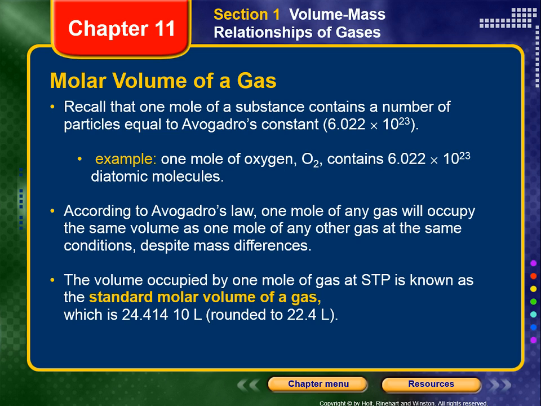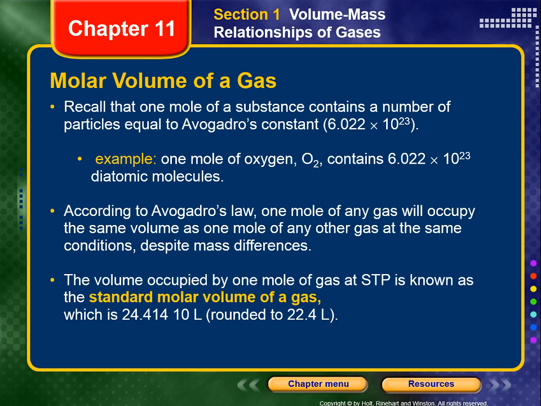What else do we have? What we have now in liters, volume. We can go from volume to moles. So recall that 1 mole of a substance contains a number of particles equal to Avogadro's constant. Remember, that's 6.022 times 10 to the 23rd. For example, 1 mole of oxygen, which is O2, contains 6.022 times 10 to the 23rd diatomic molecules. Because remember, we just learned that oxygen's diatomic, O2.